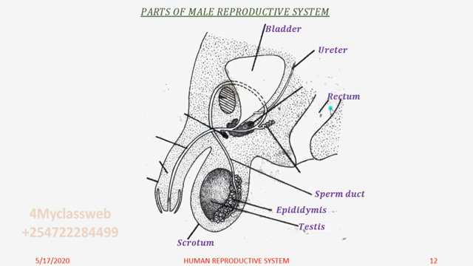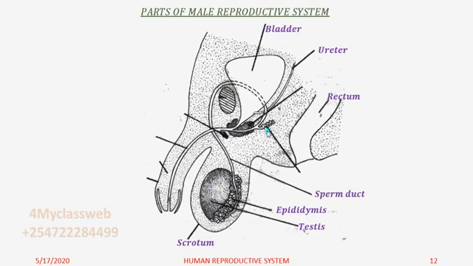There is also this other part here that we call the rectum, where undigested food is stored before it leaves the body through the anus. Before I continue, I want to state this, that the bladder, ureter, and the rectum are not part of the male reproductive system. They are only organs which are located next to the main parts of the male reproductive organs.